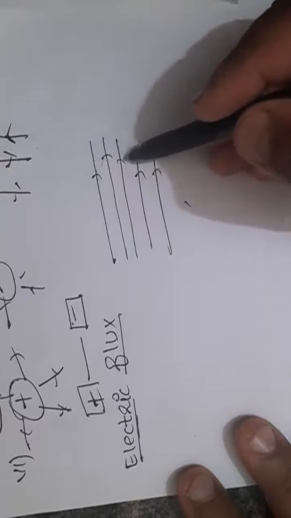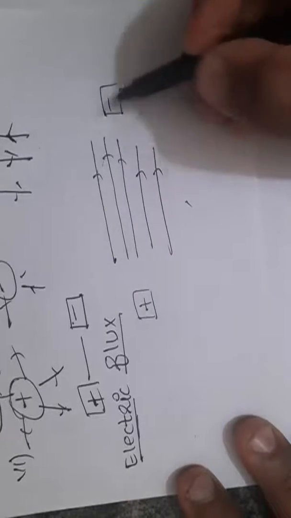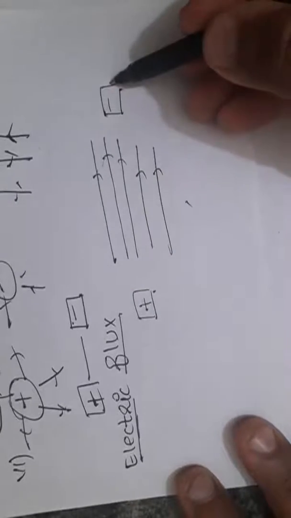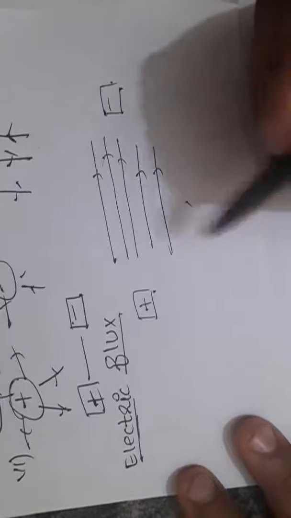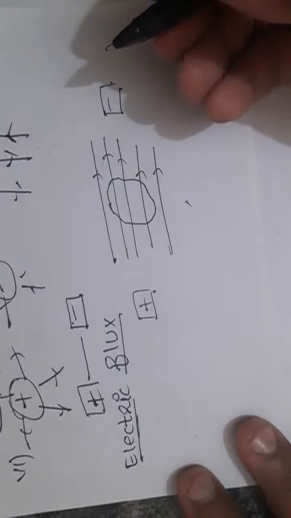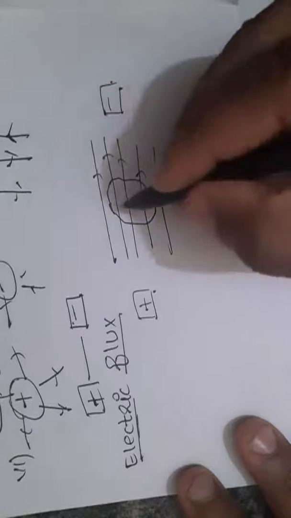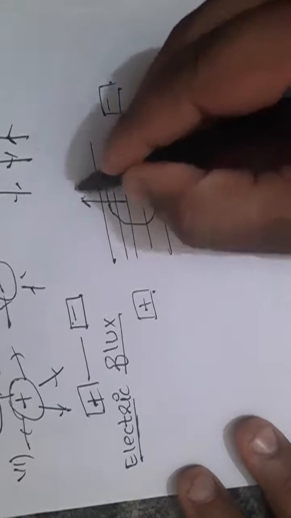If I am drawing this side, it means this side is positive and this side is negative, and electric lines go from positive to negative. Now in this path, let us suppose some arbitrary surface is placed. I have placed a surface area element there. Now the normal of this surface is in this side.